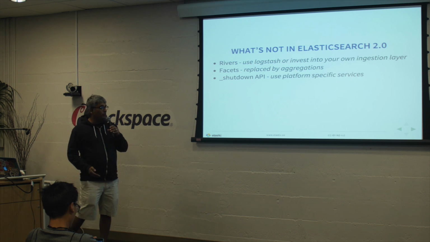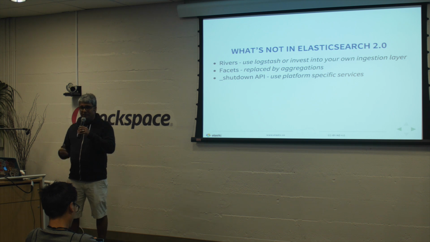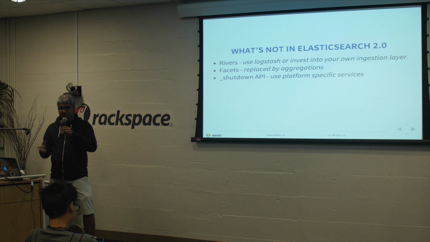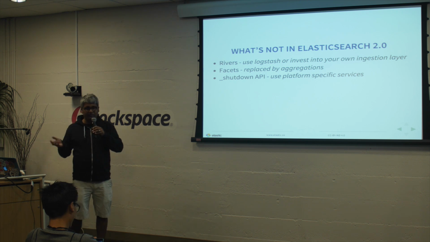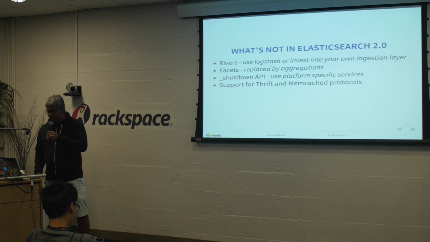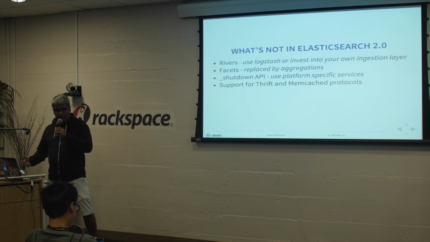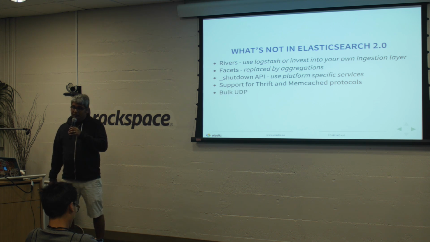And there are way better ways to control the life cycle of processes. So just use those system or platform specific methods rather than relying on this weird API. We found that people actually weren't using thrift and memcached protocols as much, so we just simplified and took them away. Same thing with bulk UDP.